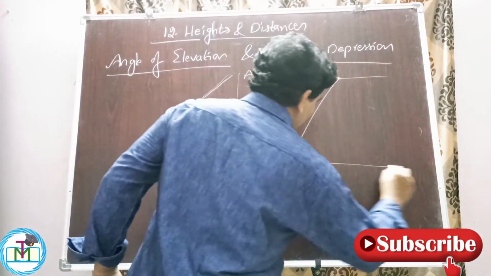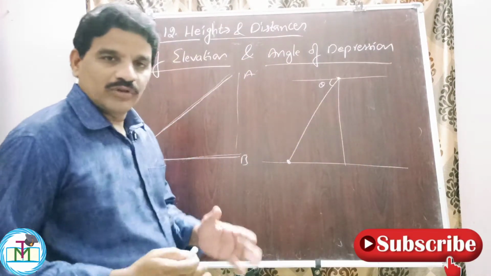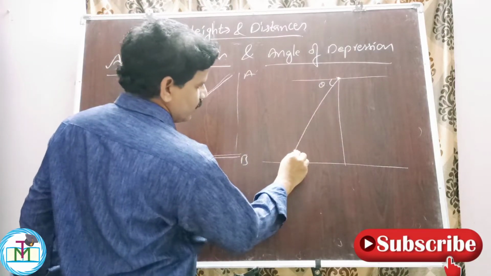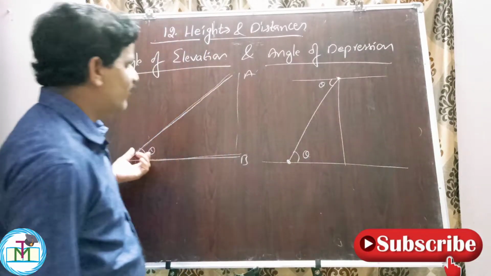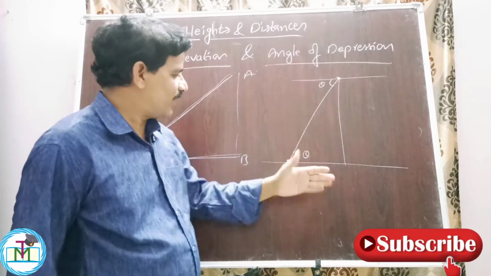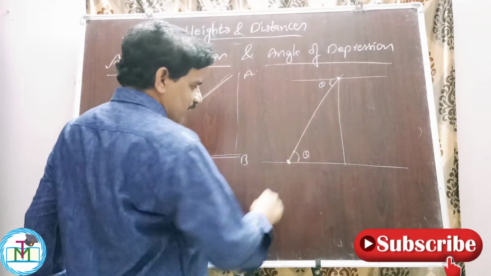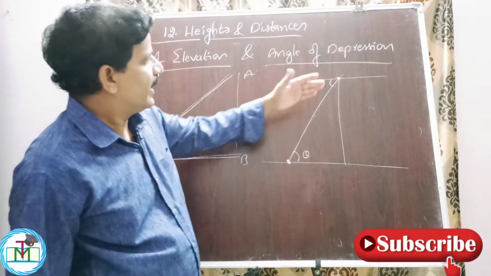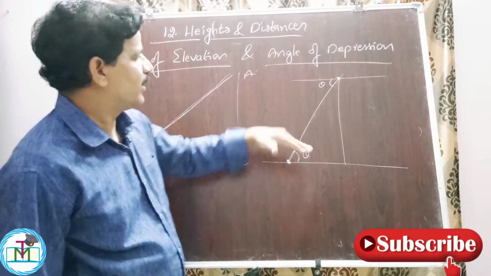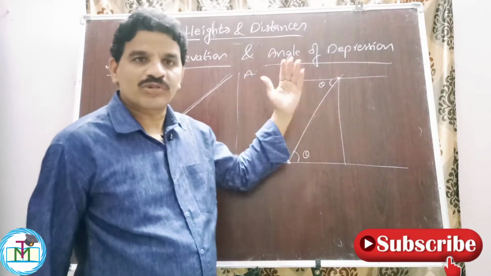So when we draw a horizontal line, and from here if we draw a line, as we know that alternate interior angles are equal, this theta is equal to this theta. Means angle of elevation is equal to angle of depression, whenever the two lines are parallel. Comparing this with a transversal line, we know that alternate interior angles, this angle and this angle, are equal. Therefore angle of elevation theta lies inside the triangle, angle of depression lies outside the triangle.